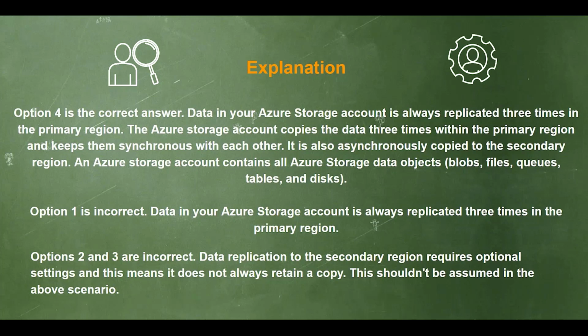Option 1 is incorrect. Data in your Azure storage account is always replicated 3 times in the primary region. Options 2 and 3 are incorrect. Data replication to the secondary region requires optional settings, and this means it does not always retain a copy. This shouldn't be assumed in the above scenario.